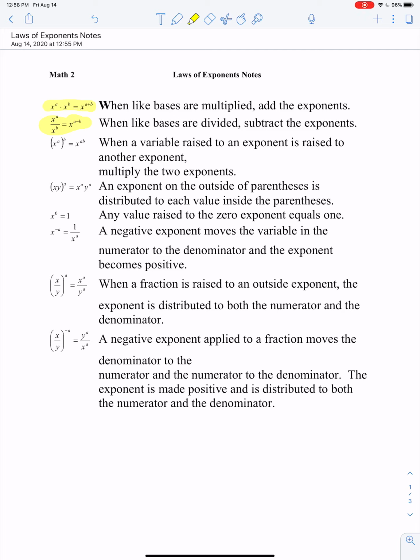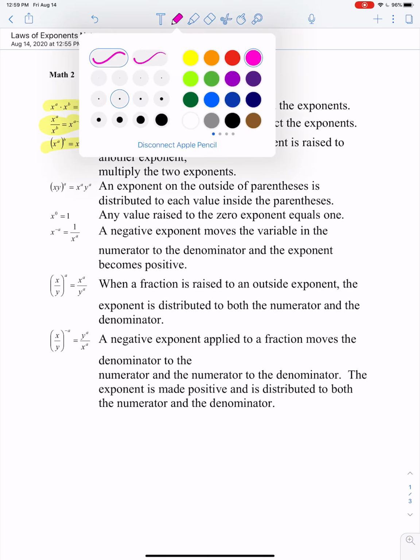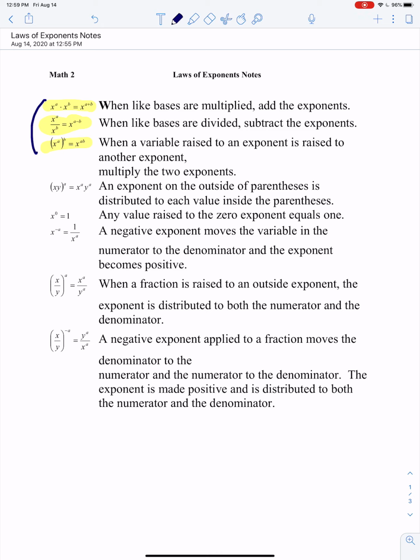When it is a power raised to a power, so we're on this one, when a variable is raised to an exponent, raised to another exponent, multiply the two exponents. So you're going to multiply those. Now, there's a trick I use that will help you remember the difference between these two, because they're similar. It's easy to get them confused when you add and when you subtract.